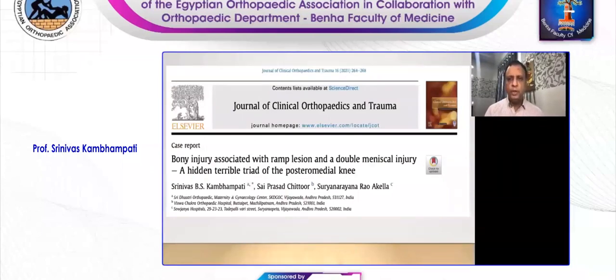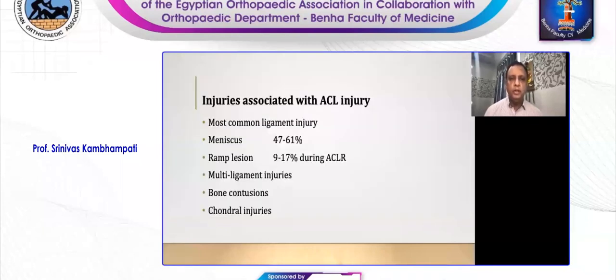Sorry. This is the case that we published, in this year's JCOT. It's about a bony injury with a ramp lesion and a double meniscal injury, defunctioning the meniscus and forming a terrible triad in the knee.